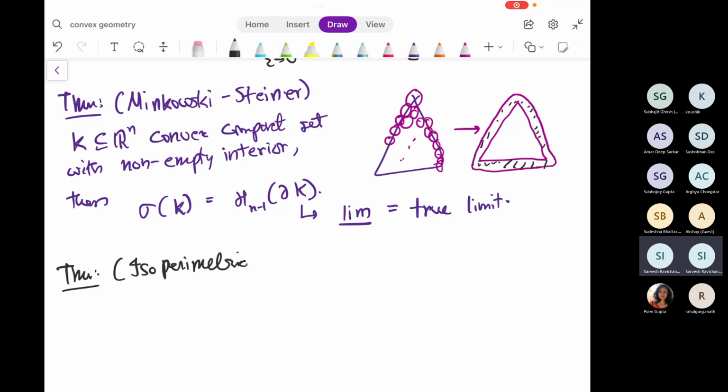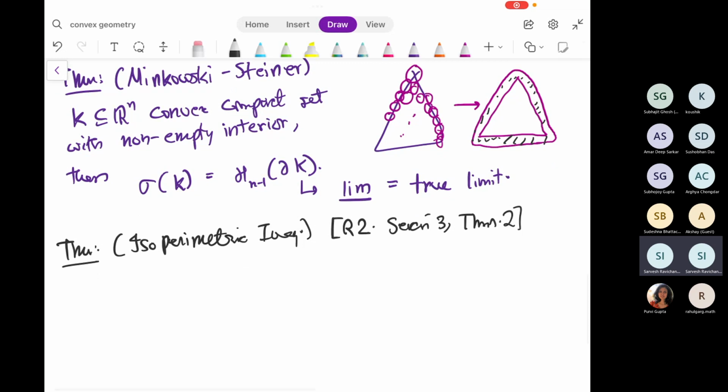So the isoperimetric inequality, the statement that I'm going to use can be found in reference R2, namely Manjunath's notes. In section 3, it is theorem 2. So it is stated exactly as there. Although Manjunath's definition is slightly different from mine, the statements are exactly the same. And the statement is as follows.